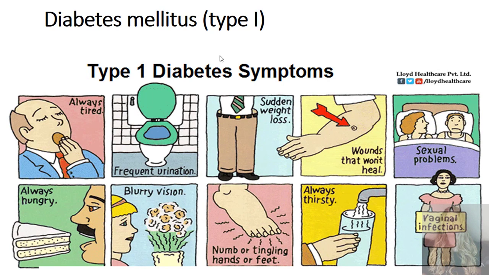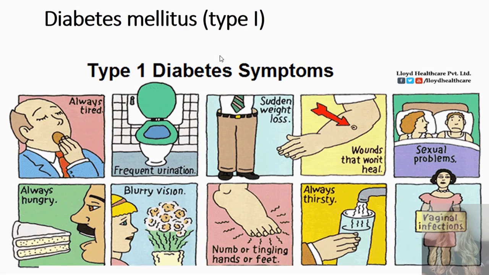Some of the symptoms that are involved with type 1 diabetes include fatigue, frequent urination, weight loss, wounds that might not heal, possible vaginal infections and sexual problems, increased thirst, tingling or numbness in the hands and feet, blurred vision, and increased appetite.